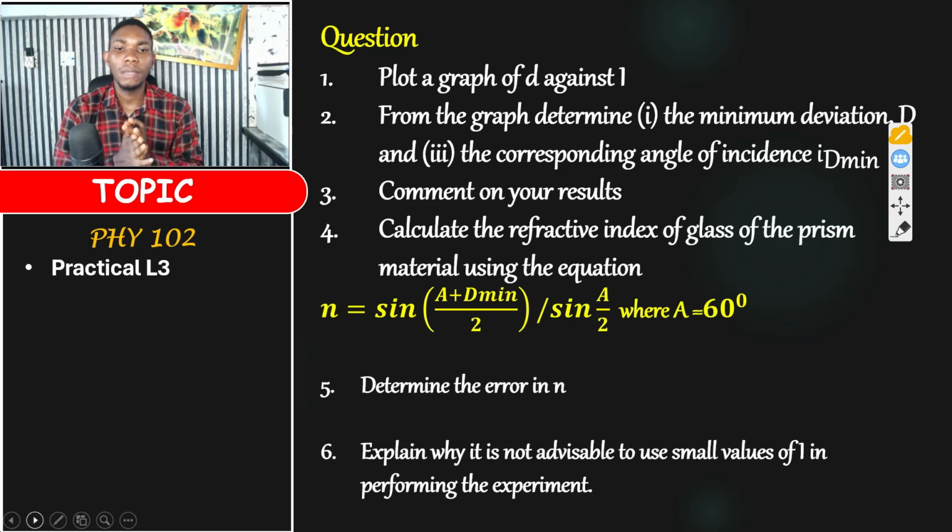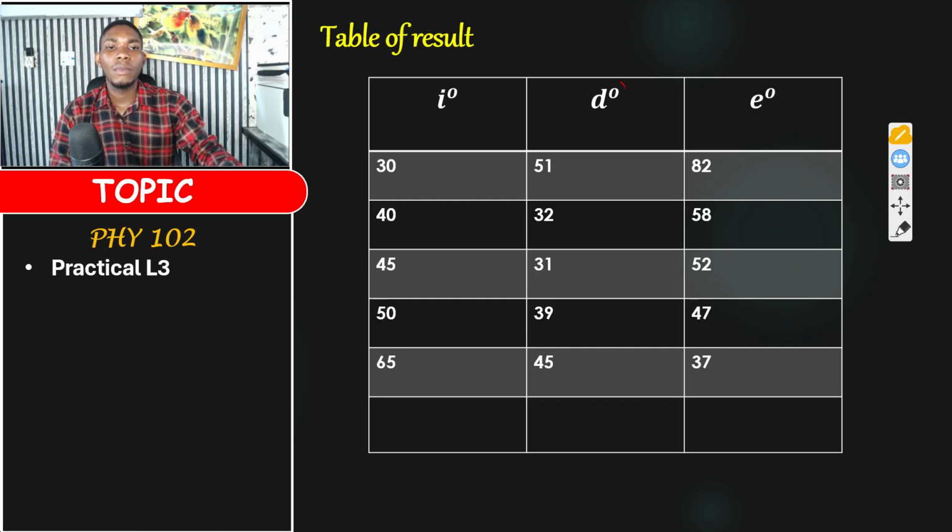It's very simple. Now we have the first question here. It says plot a graph of D against I. That is D, the minimum deviation, against the incident angle. I believe all of you measured these values and you have them already in your manual. Like I told you, the intent is not for you to copy what we have here, but to use this to guide your work and your working.